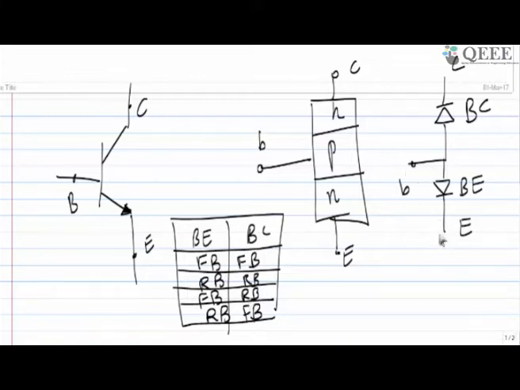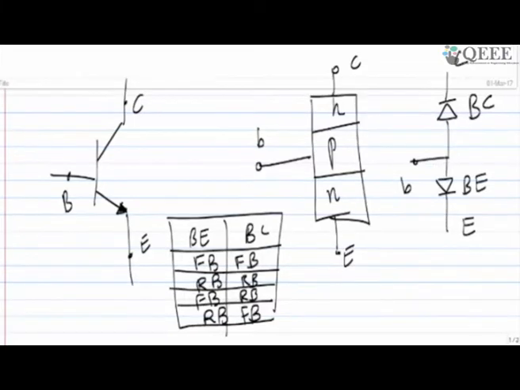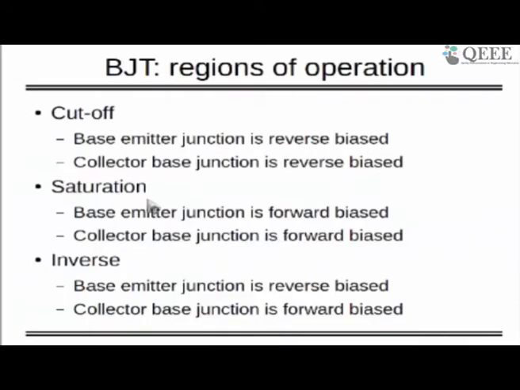If the base to emitter junction is forward bias and the base to collector junction is also forward bias, we call it the saturation mode of operation. For cutoff mode, both junctions will be reverse bias. The inverse mode of operation generally is not going to happen. Most of the time you keep your transistor out of inverse, so it's a failure of your BJT. If this happens, there is some problem with your BJT, and in that case the base to emitter junction is reverse bias and the collector to base junction is forward bias.